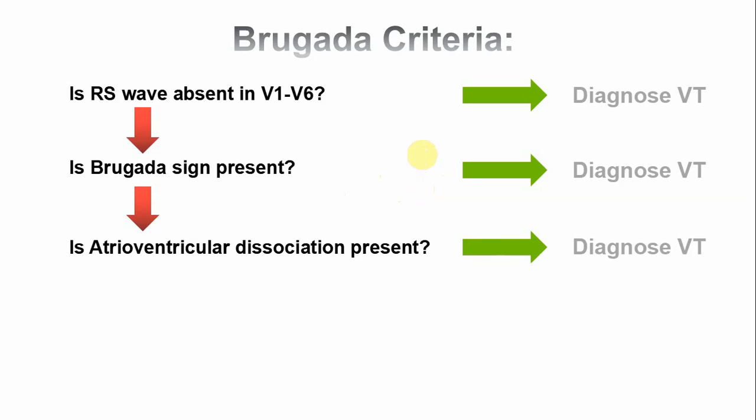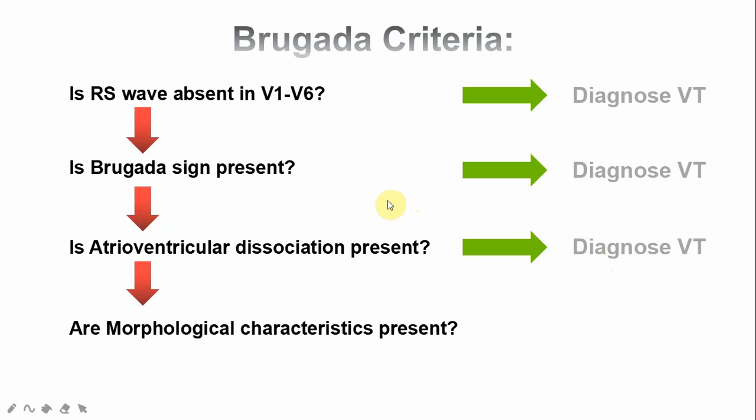So if that is the case, then we can diagnose VT. However, if the atrioventricular dissociation is absent, then we'll go to the next step, which is the morphological characteristics. If the morphological characteristics are present, then we can diagnose a VT.